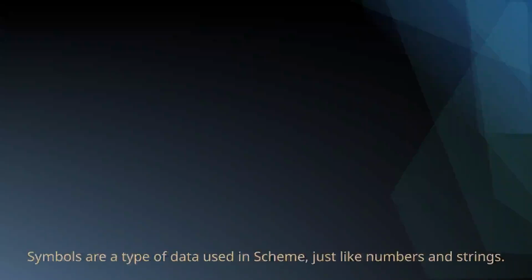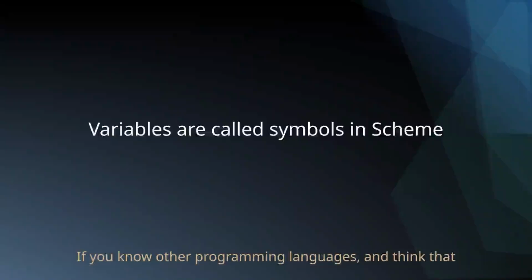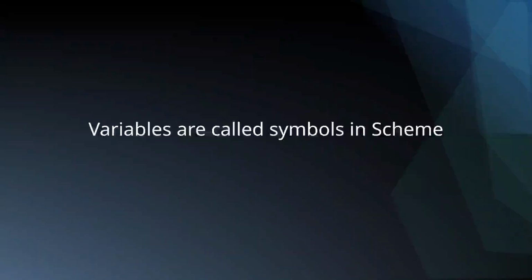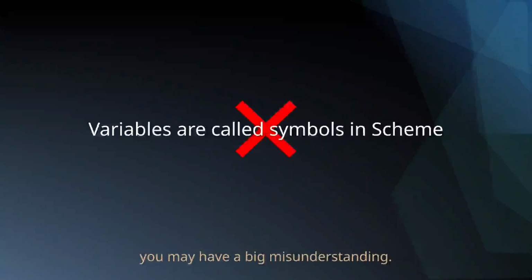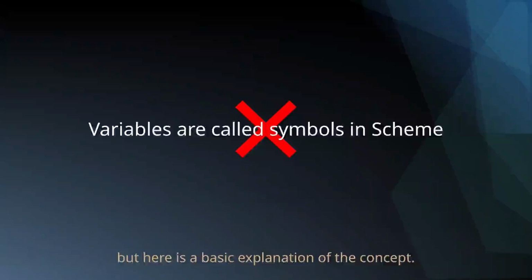Symbols are a type of data used in Scheme, just like numbers and strings. Numbers and strings exist in the real world, but what is a symbol? If you know other programming languages, and think that variables are called symbols in Scheme, you may have a big misunderstanding. The specific differences will be explained in the following videos, but here is a basic explanation of the concept.